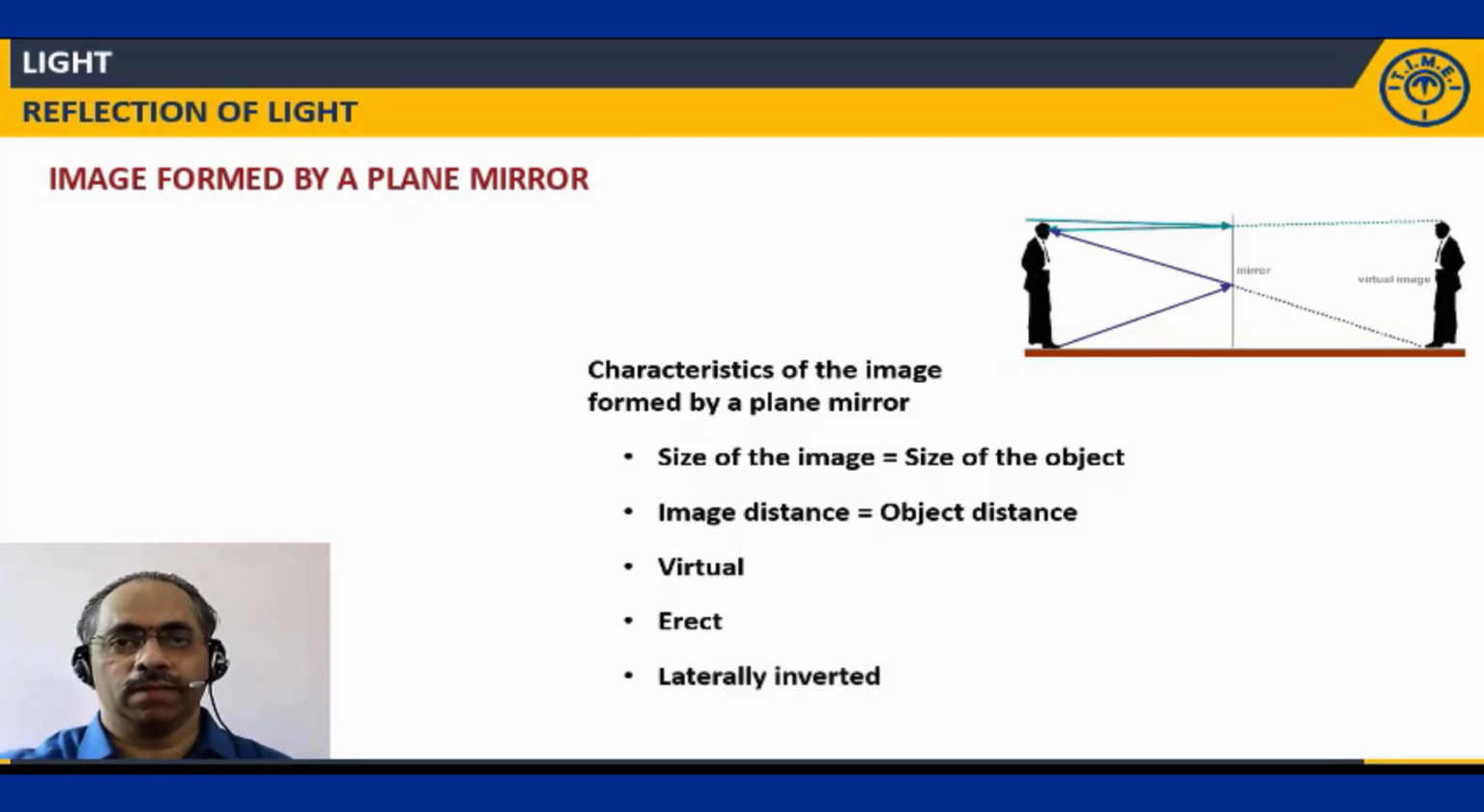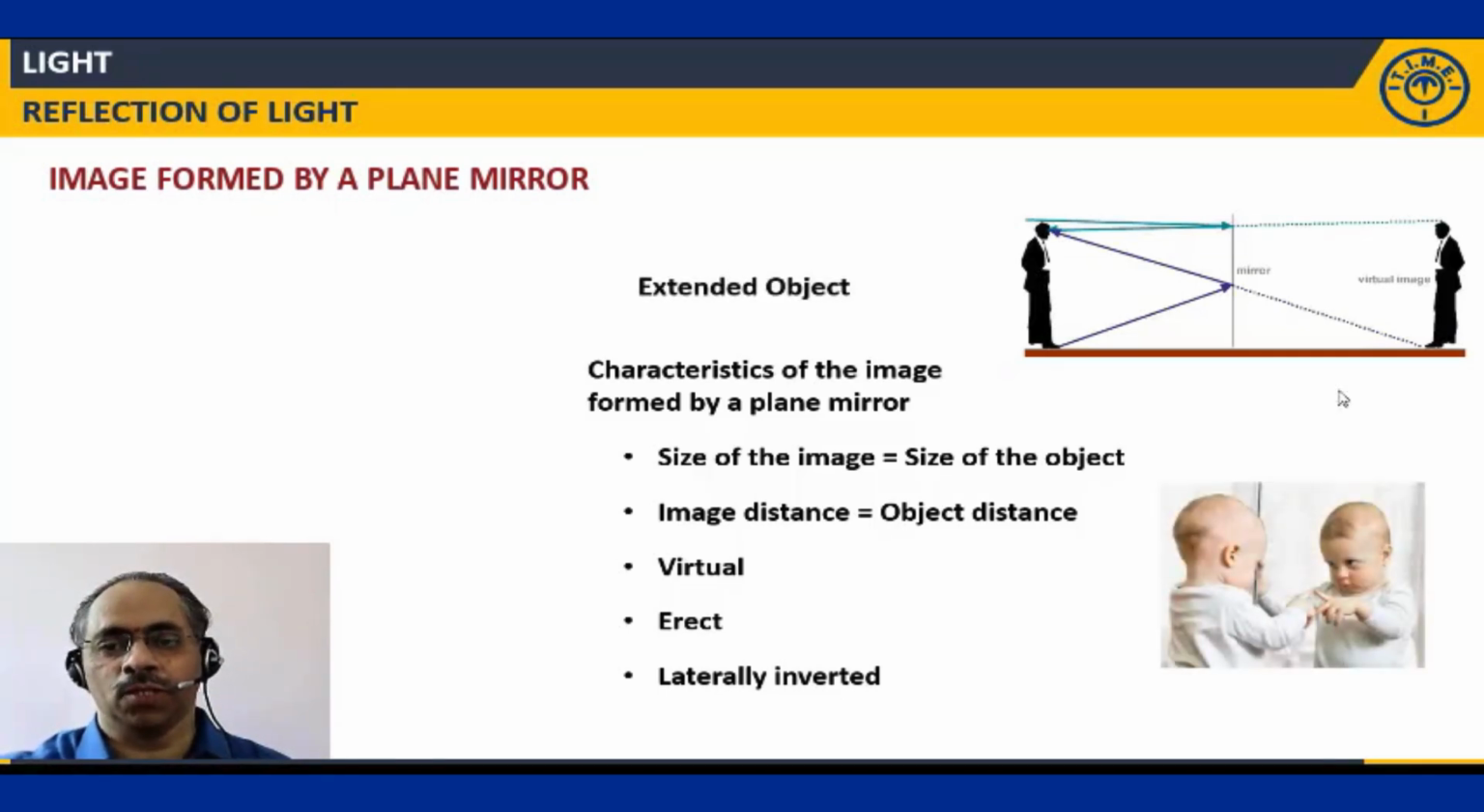And one more important property of the images formed in the plane mirrors is that it is laterally inverted. When I say laterally inverted, what does it mean? It means that the left side of the person is appearing to be the right side of the person. We'll see a small portion over here.